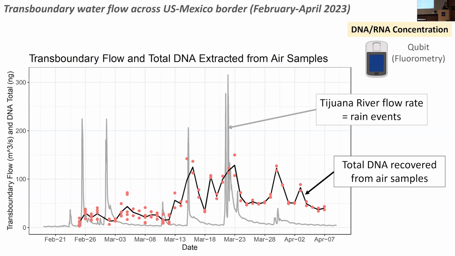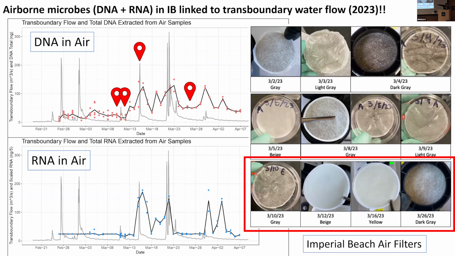But again, we could be suspicious and say, are we sure? So we looked at the RNA as well. Those are the blue dots. And again, same thing. And so this flow is driving the biology that we're seeing in the air. And these are the different samples that we see. Some days are really disgusting, but the days that are the clearest often have the most biology on them because they're coming straight off the ocean.